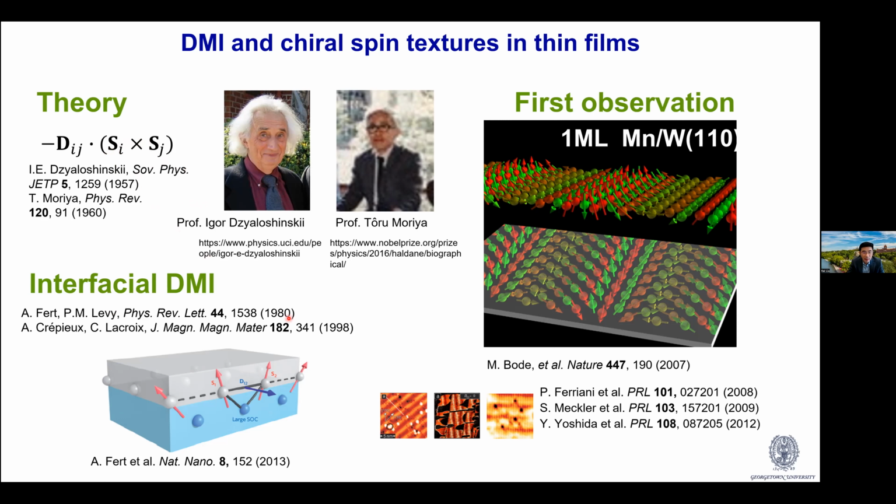Interfacial DMI was recognized by Albert Fert, Peter Levy, and others to account for this mechanism to drive the magnetic skyrmions. Traditionally, interfacial DMI requires a ferromagnet next to a heavy metal and utilizes the large spin-orbit coupling. Another characteristic is that once the material is made, this is basically set. You cannot really change it. Interfacial DMI was observed in the earlier days by spin-polarized STM.